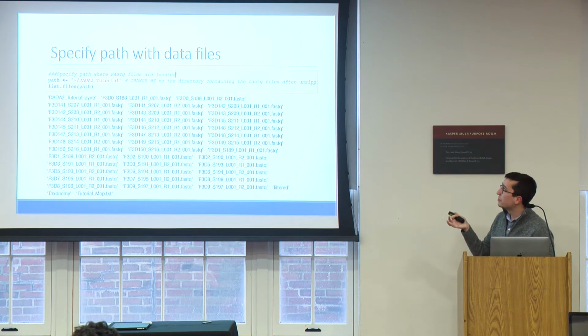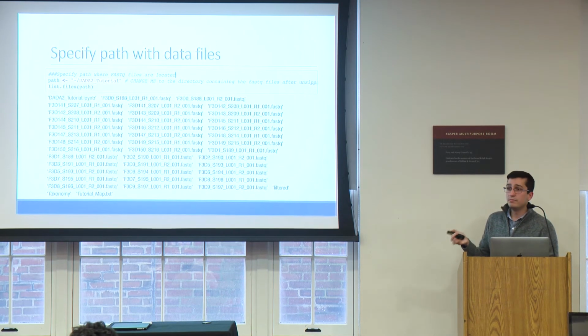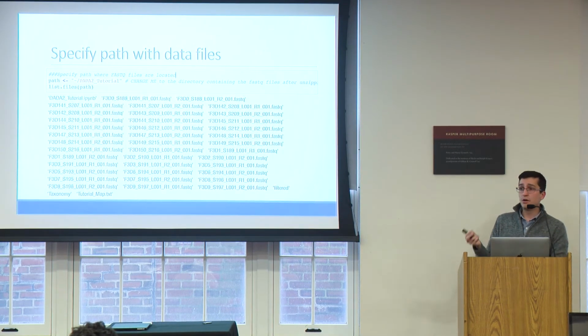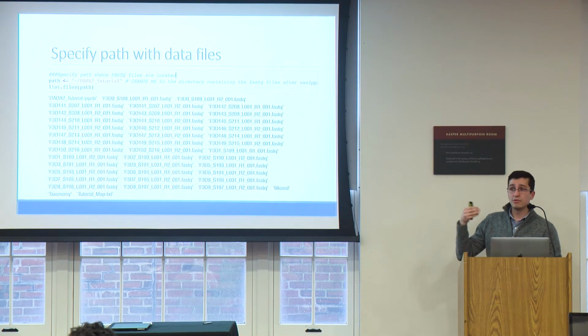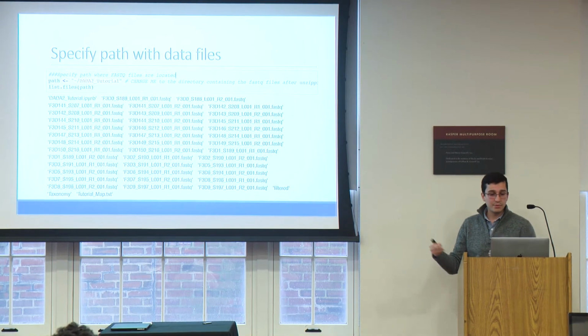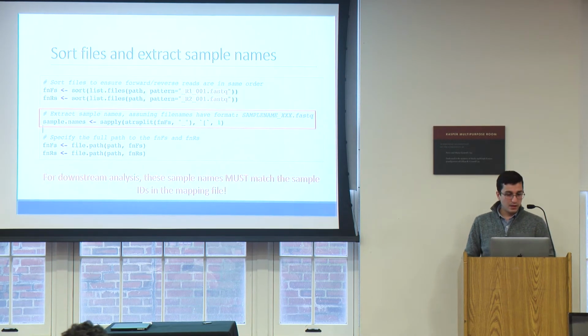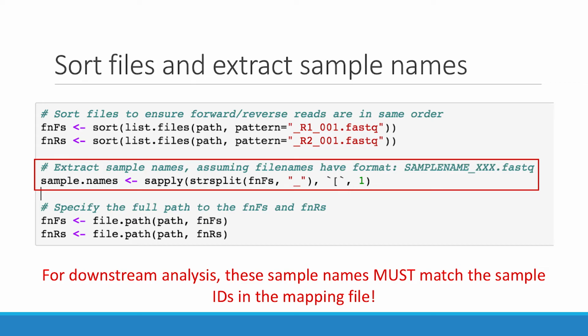Kellyanne touched on this earlier, but once again, all of the reads that say R1 are the forward reads, and all of the reads that say R2 are the corresponding reverse reads for that sample. So the first thing you do is you just sort the files to make sure they're in the right order, because you want to make sure the forward and reverse reads actually correspond to each other.